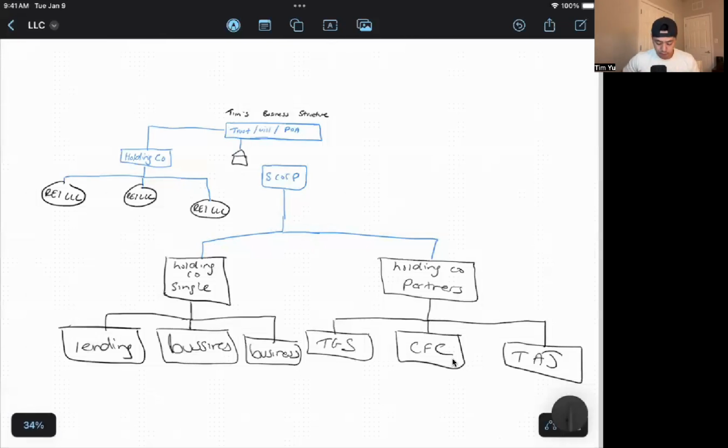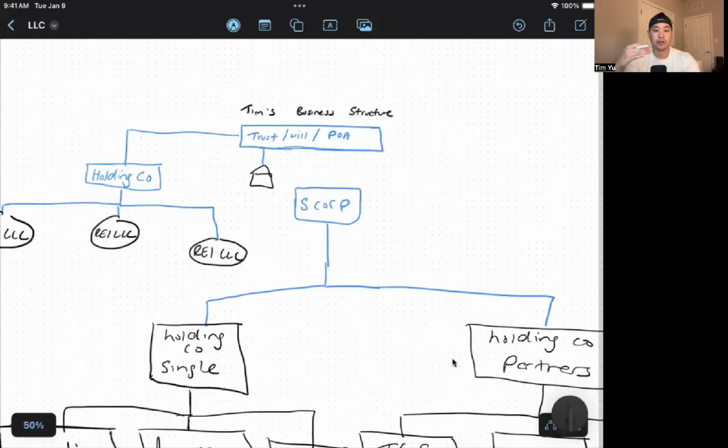So overall, it starts off with the trust, the will, the power of attorney, right? That's like the highest level of structure that I have. And then it goes into right here is my primary residence. So this is the house that I live in. This is the house that I pay a mortgage to. To me, it's a liability, right?